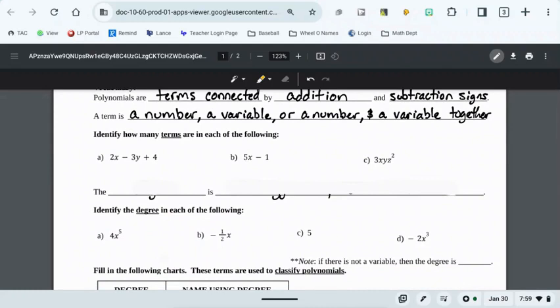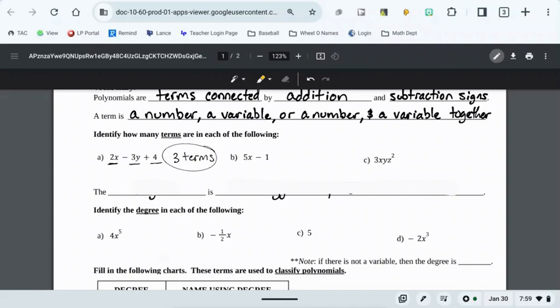Identify how many terms are in each of the following. So A, we have 2x minus 3y plus 4. So remember, a term is separated by an addition or subtraction sign. So we have 2x, 3y, and 4. Each of those are separated by an addition or subtraction sign. So therefore we have 3 terms.